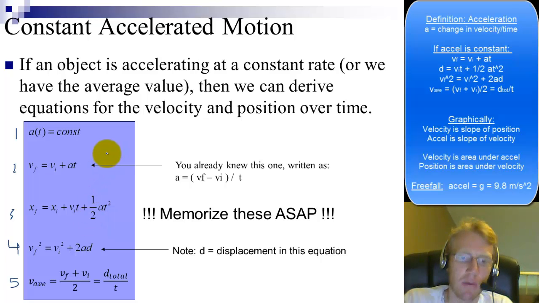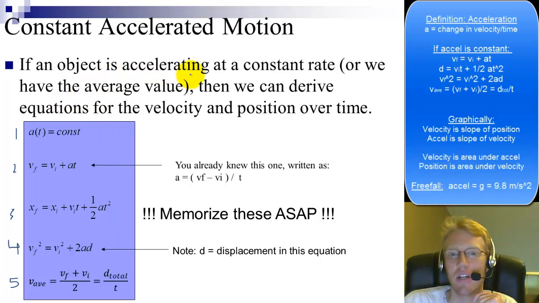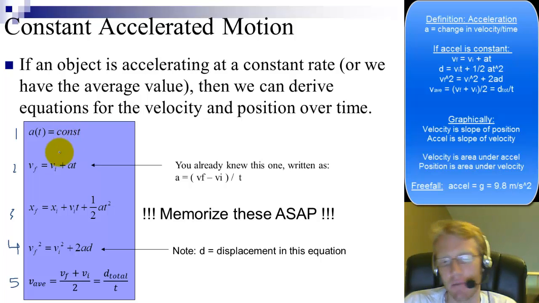So let's think about these formulas in terms of the graph and see if we can make sense of them. If an object is accelerating at a constant rate, or if you know the average value, then the average value will be constant, and we can figure out the velocity and the position, the time, the acceleration, the distance, any of those variables.